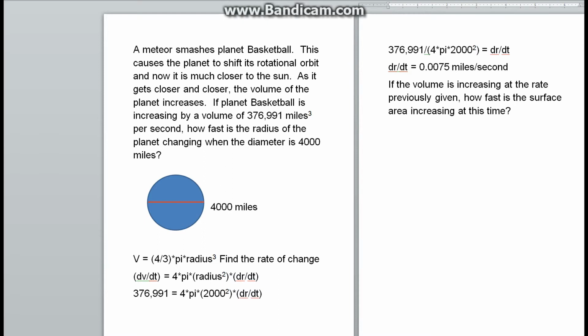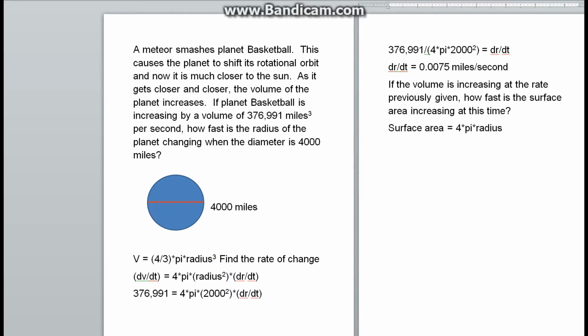The second part of this problem asks, if the volume is increasing at the rate previously given, how fast is the surface area increasing? We use the same radius calculated in the problem before. We need to find, instead of volume this time, we need to use the equation of surface area. The equation of surface area is equal to 4 pi r squared, where r is the radius of the sphere.